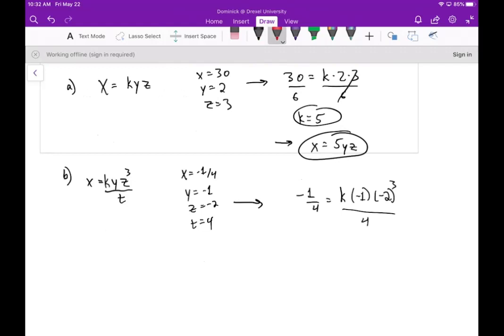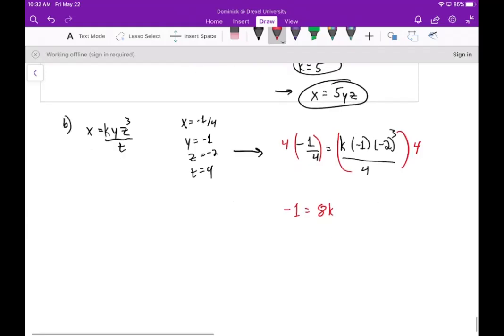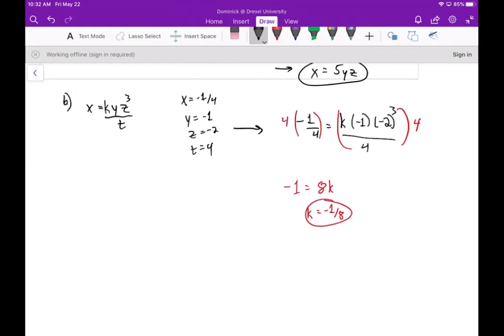So let's go ahead and clear our fractions. This will be nice because they're both going to just cancel. If we multiply both sides by 4, we get negative 1. And then on the right side, the negative 2 cubed is negative 8, times negative 1 is a positive 8, times K. So then it looks like we're going to get that K is equal to negative 1/8. So then X is equal to K, which is negative 1/8, and then I have Y, Z to the third in the top and T in the bottom. So there's my equation.